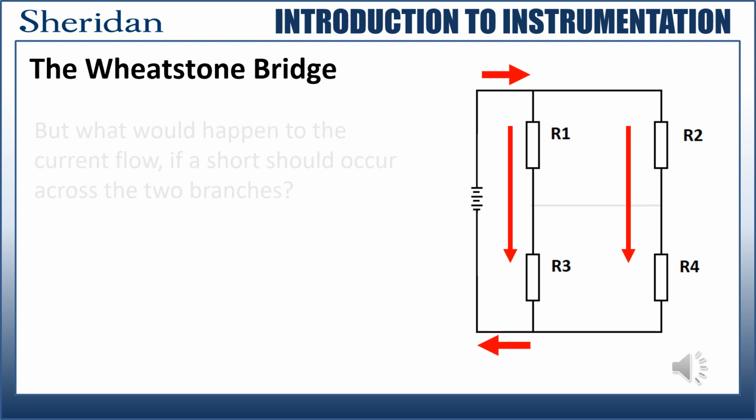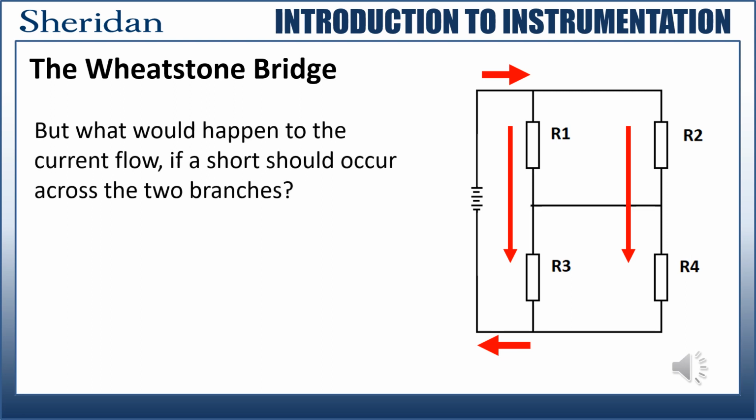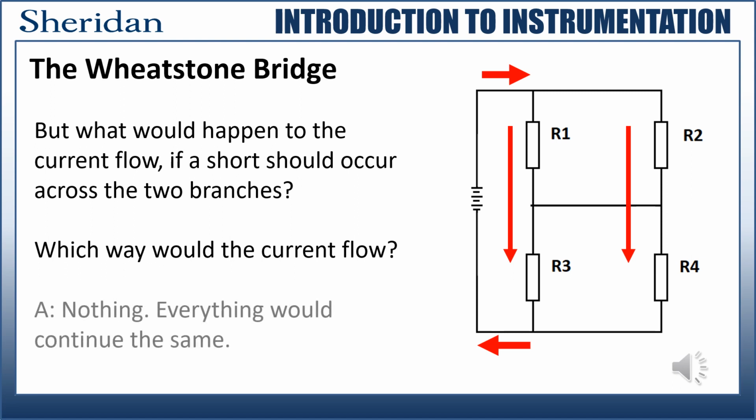But what would happen to the current flow if there was a short across the two branches? Which way would the current flow? The answer may surprise you, but on careful consideration it makes perfect sense. The answer is nothing. The current flows the same way it was prior to the short.